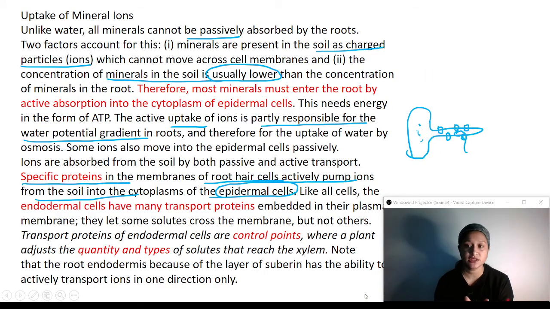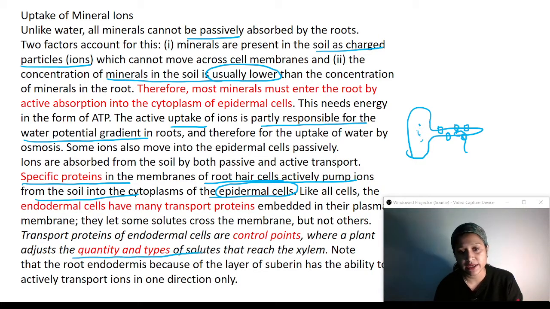यहाँ पे checking होती है that which quantity, how much quantity the mineral will enter, कितनी quantity में mineral अंदर जाना चाहिए और which type of mineral will enter. So this is the control point. Okay, remember this, that the endodermal cells are actually the control point. They will control which type of mineral will enter or how much quantity of mineral will enter into the xylem. So note this, this is very important. Quantity and type of solute that reach the xylem will be checked by the endodermis.